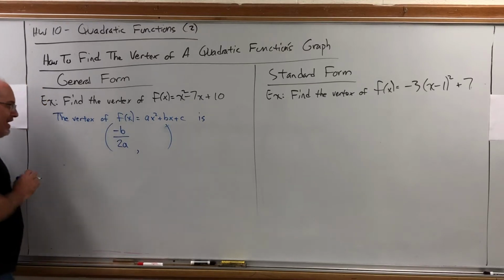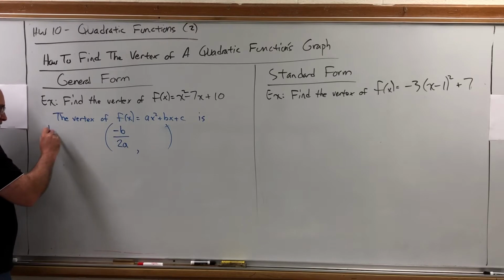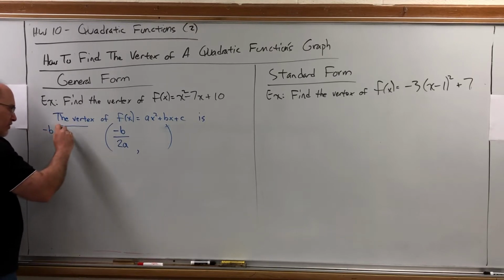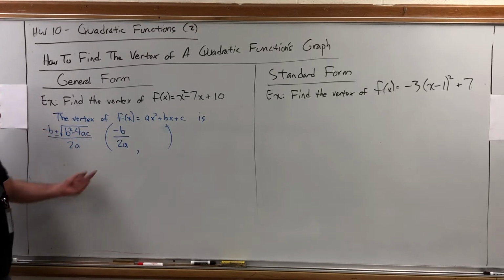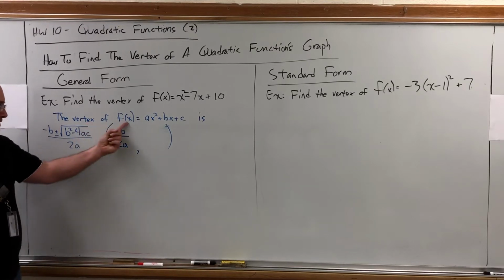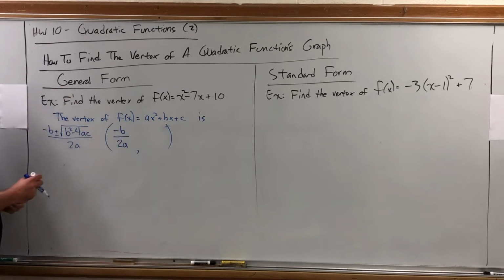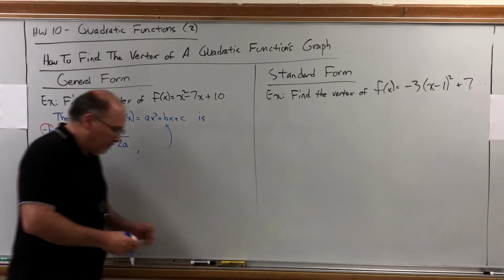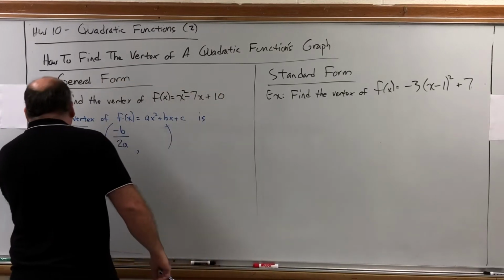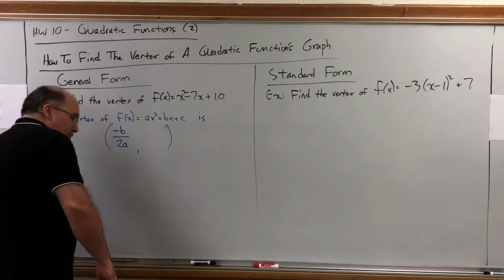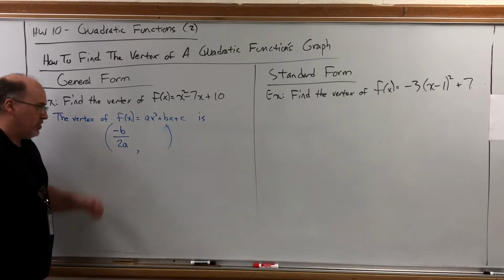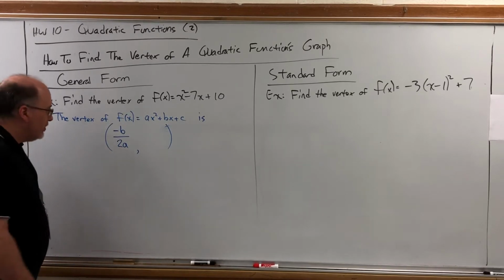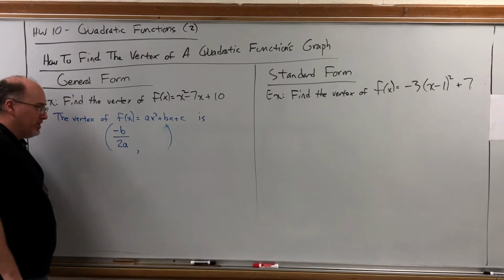Now, just a little FYI, if you remember the quadratic formula, negative b plus or minus the square root of b squared minus 4ac, all over 2a, the formula for the x-coordinate of the vertex is actually embedded in this formula, right there: negative b over 2a. And it's not a coincidence. If I had all the time I want in these videos, we could actually derive that this is the x-coordinate of the vertex, but let's just take it for granted. So we calculate this and we figure out the x-coordinate of the vertex.